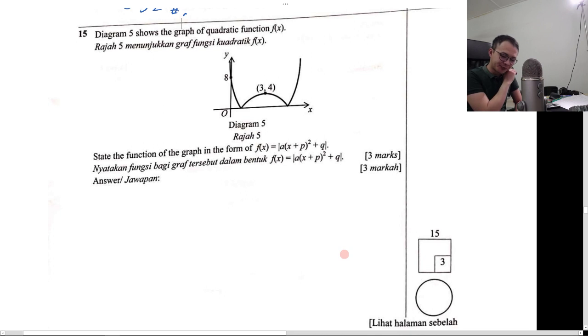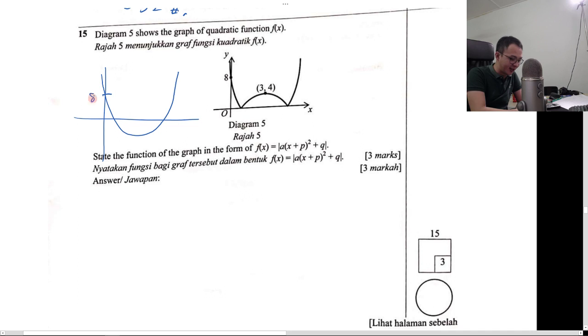Alright, okay, number 15. State the function of the graph. First thing, in this graph over here, I would assume before the modulus, the graph should look like this. This is 8 here, and the coordinates here, the minimum point will be (3, -3) and 4.